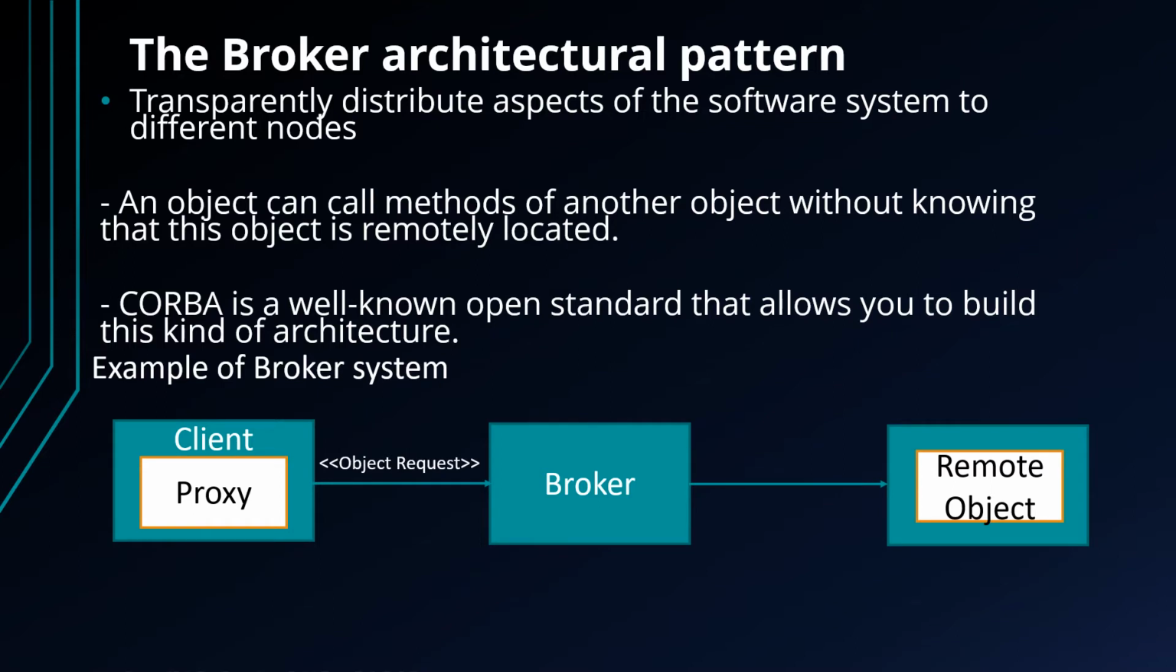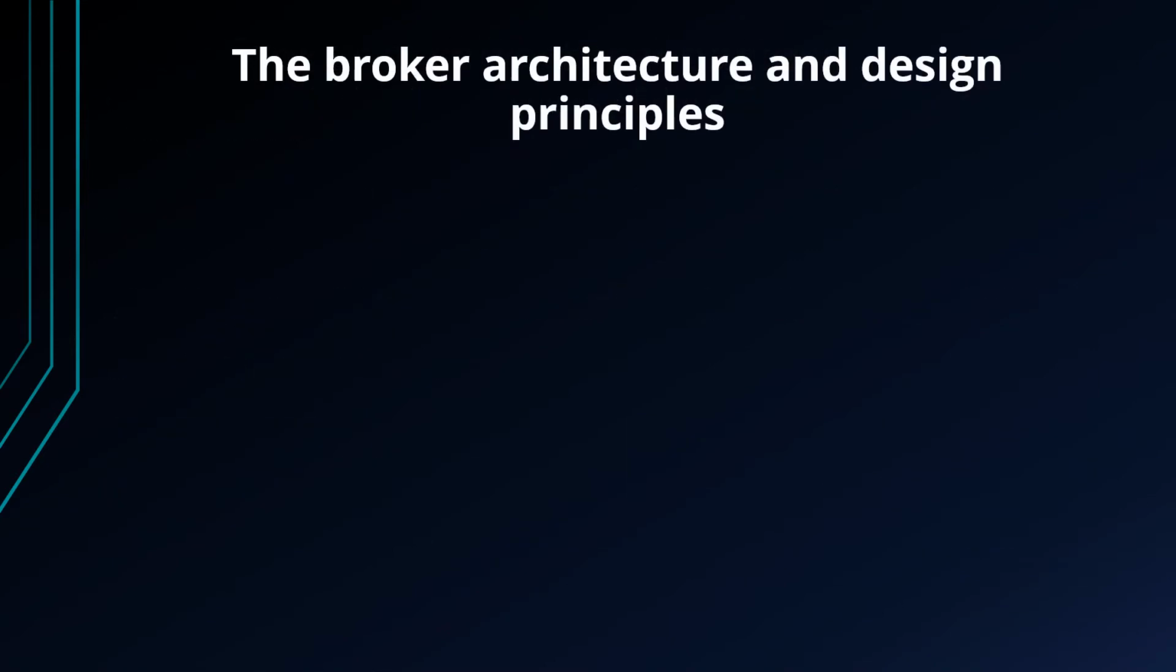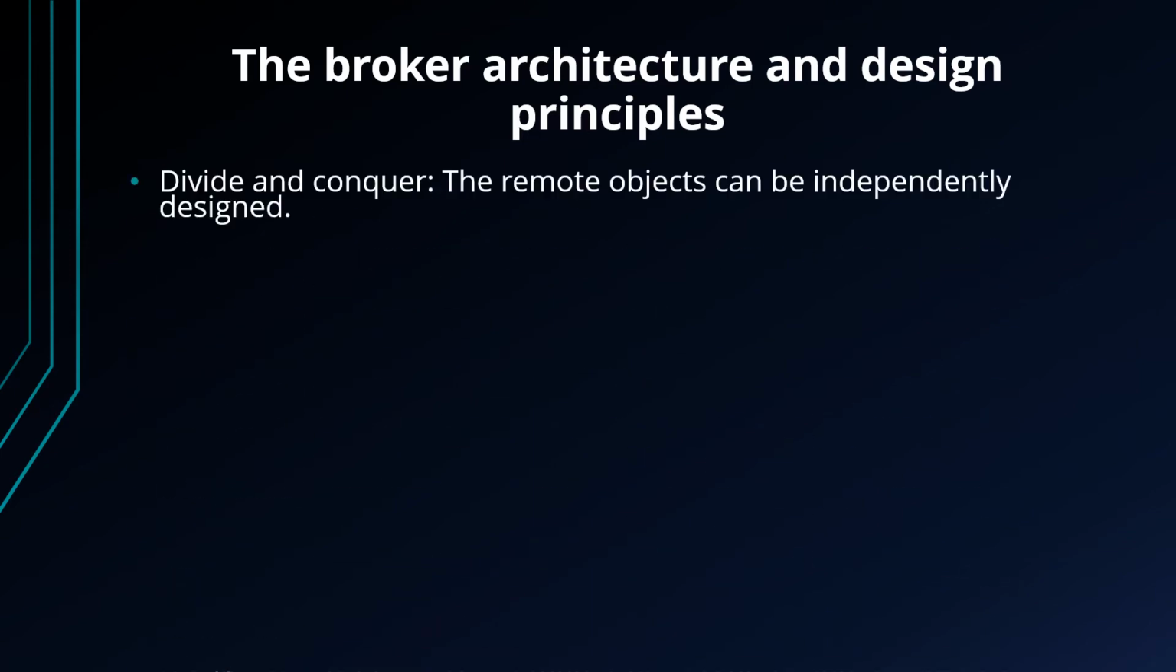Of course, we have a client, a proxy, and we have an object request broker, and a remote object. The broker architecture and design principles. In divide and conquer, the remote objects can be independently designed. Increase reusability: it's often possible to design the remote objects so that other systems can use them.